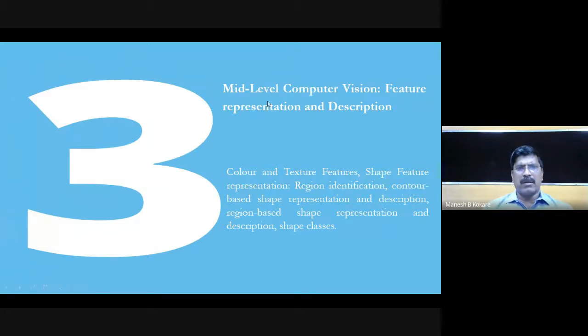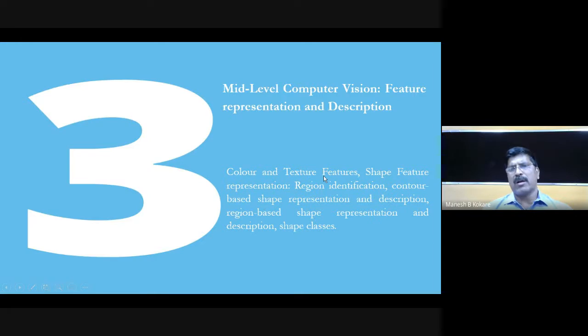In this chapter, as I told you in the very first lecture, we'll be studying how to extract textural features or color features, then shape feature representation. In that, we'll be focusing more on shape features. Maybe 1 or 2 lectures will finish color and texture features. Then after that, we'll give more importance to shape features. In that, we'll see how to do region identification, then the different features based on contour-based shape representation and description, then region-based shape representation like area and so on, and finally shape classes. So these are the contents of chapter number 3.